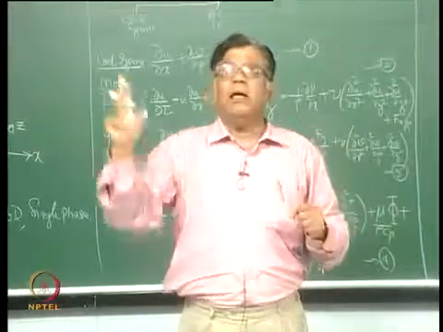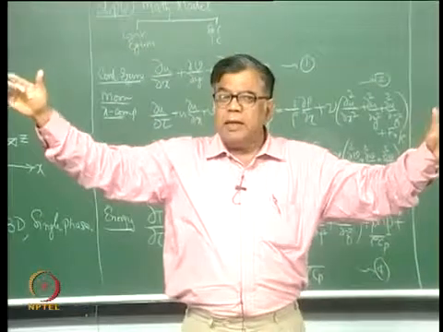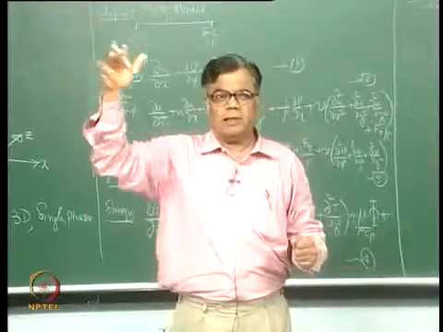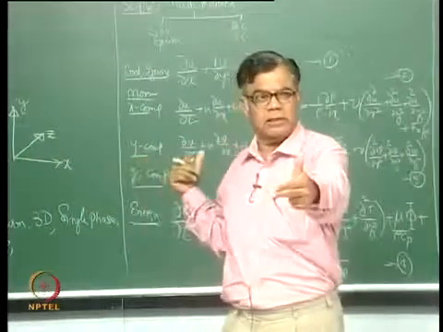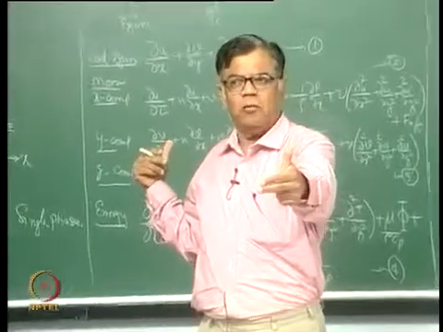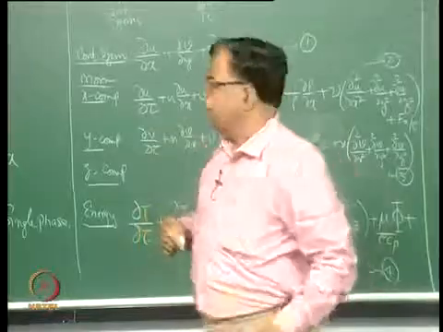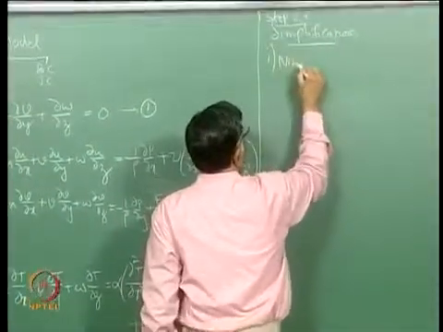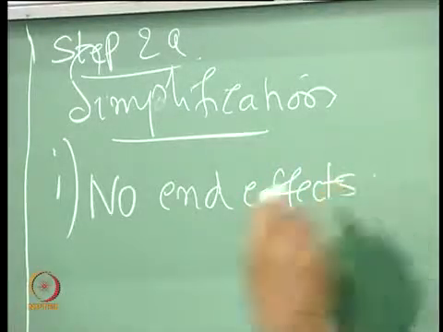Now, if I want to consider the flow only here, the effects at the entry and exit I may neglect. How do you neglect? Mathematically, how do you neglect entry and exit effects on both sides? What would you say in mathematical terms? I will write here, you came up with the right answer physically, no end effect means what?